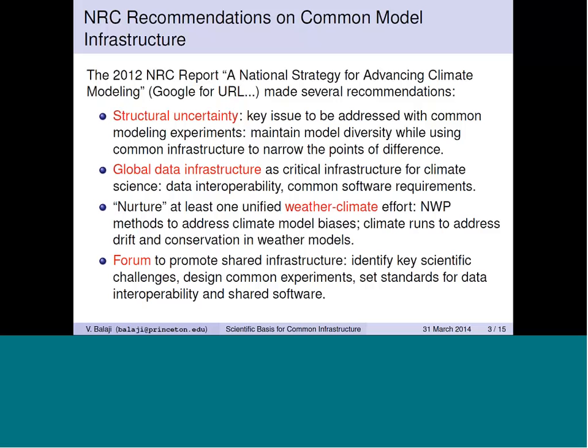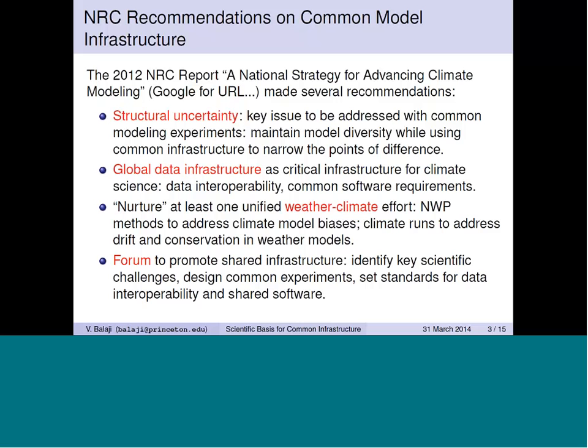Additionally, the report also recommended that the global data infrastructure is very critical. So that is something where, if two models are running the same experiment, we need to be able to share our data. And there are some requirements arising out of that. They also recognize that this infrastructure is very critical to us, yet it is not funded as though it is critical infrastructure. So they made some recommendations.